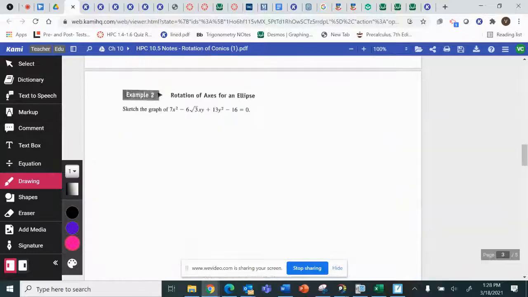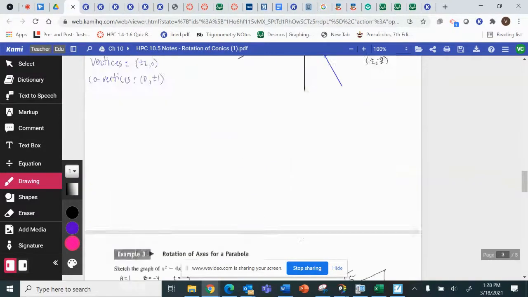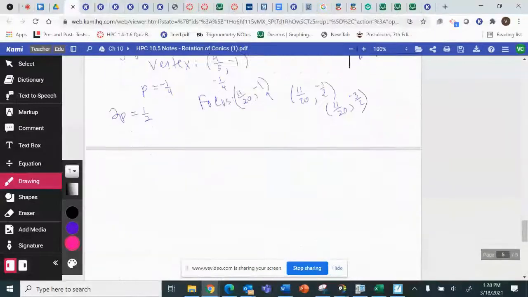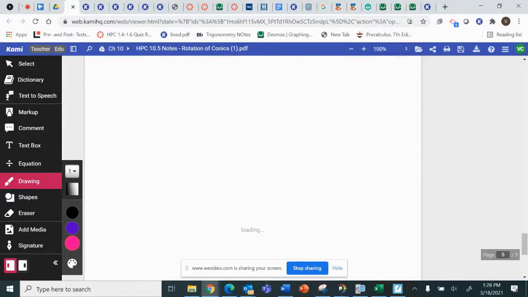Class, we went over the rotated conics. Today, we're just going to clean it up and finish this lesson. Very short. Once it loads, having issues. My last page is not loading.